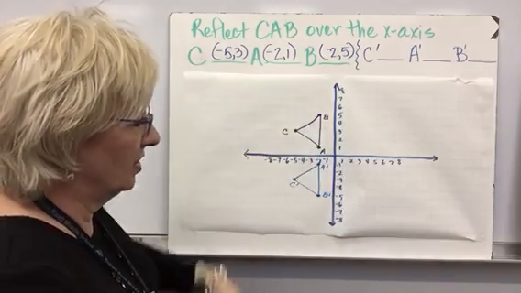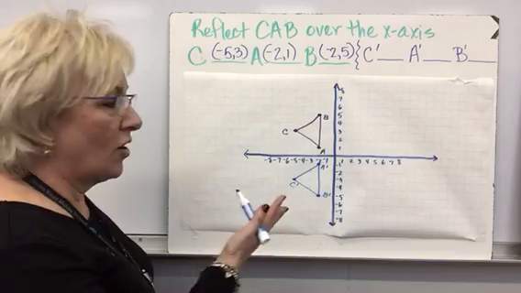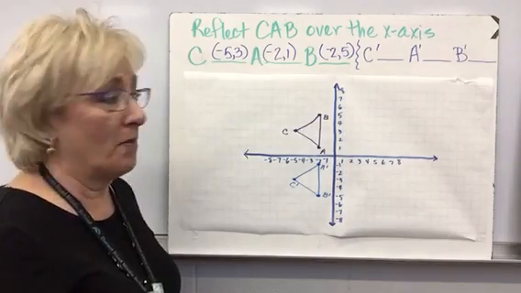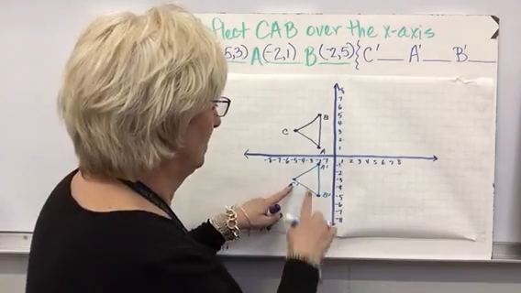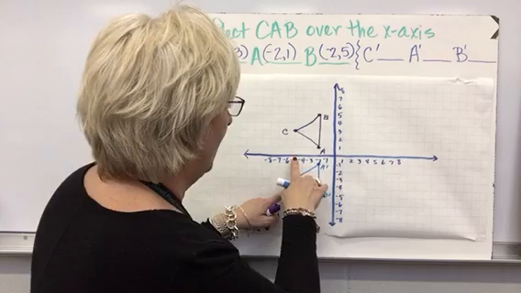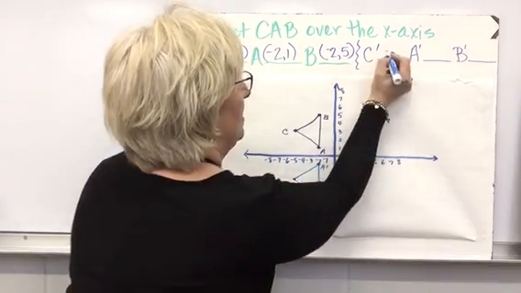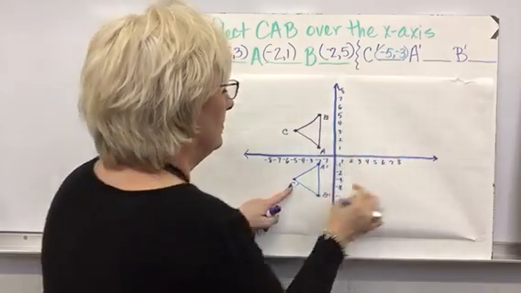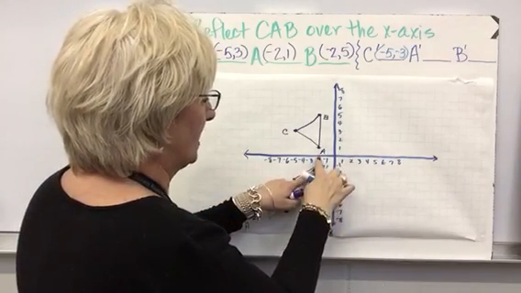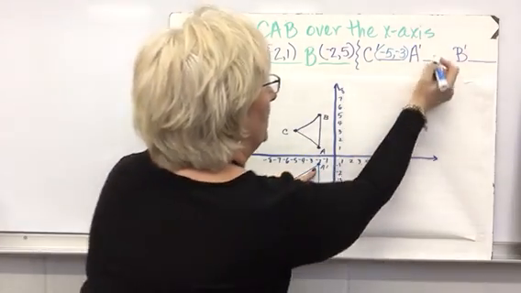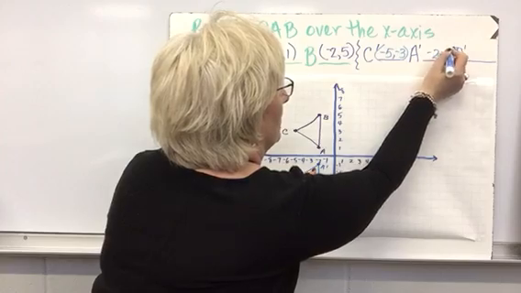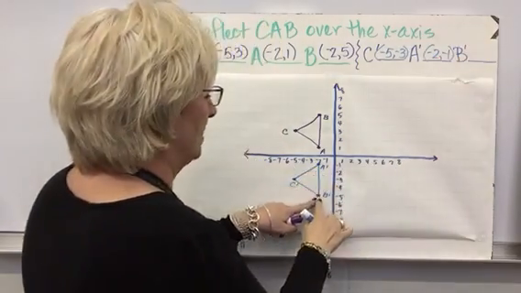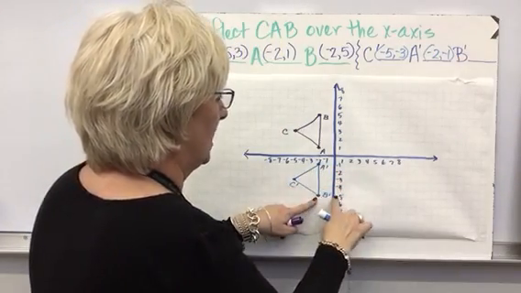Notice the A's are the closest. So my new C prime is going to be now -5 and -3. My A prime is going to be -2 and -1. And B prime is going to be -2 and -5.